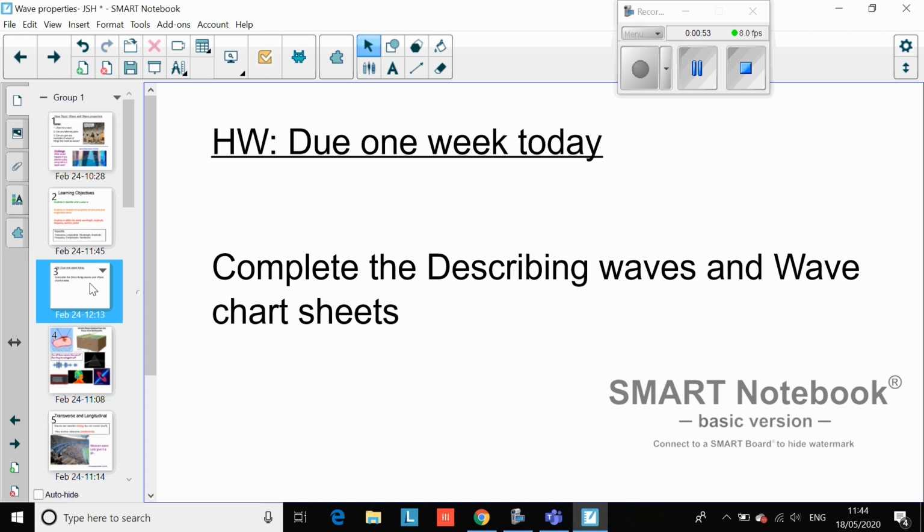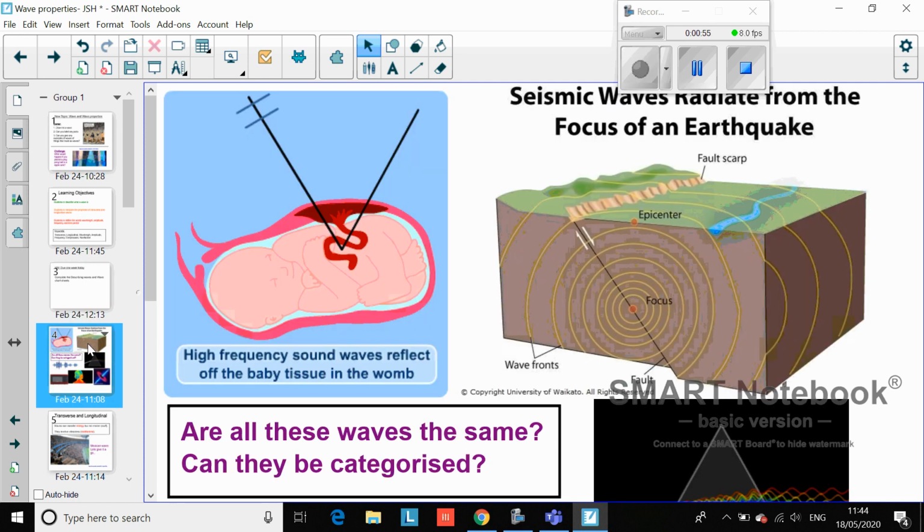Okay, so firstly, there are lots of different waves. There are ultrasound waves. These are high frequency waves that reflect off the baby's tissue inside the womb, and you can see how we can use that. So essentially a sound wave going in, hitting soft tissue and bouncing back out, and that echo being detected. Seismic waves radiate from an earthquake. So when you get an earthquake, you get the energy rippling out as waves from the focus.